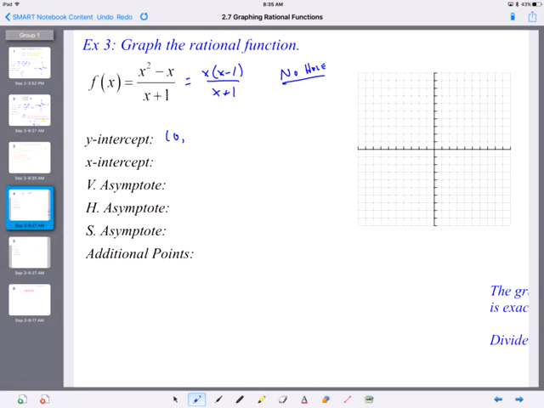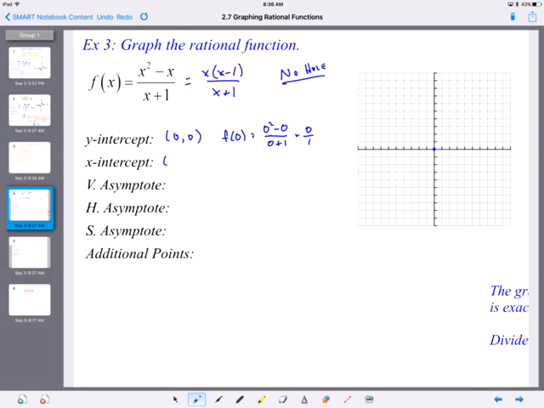Now we're going to find the y-intercept. So plug in 0 for x. So 0 squared minus 0 over 0 plus 1 is going to be 0 over 1. So the y-intercept is going to be at 0, 0.